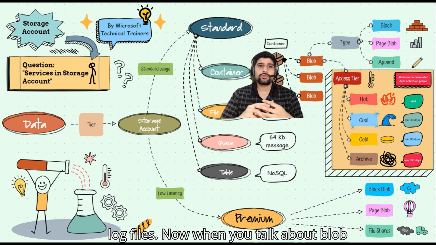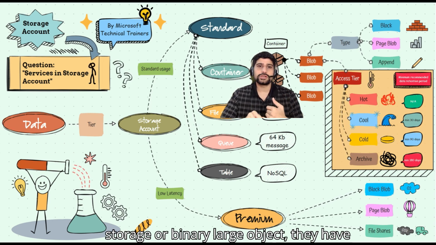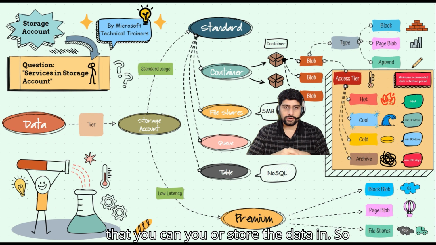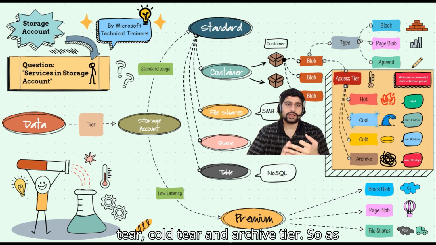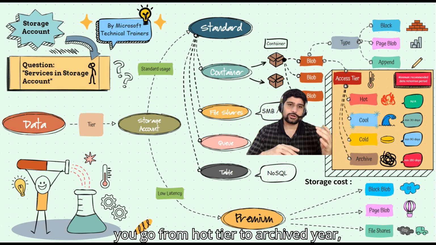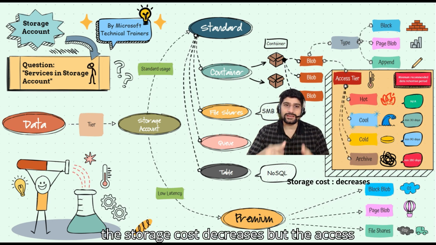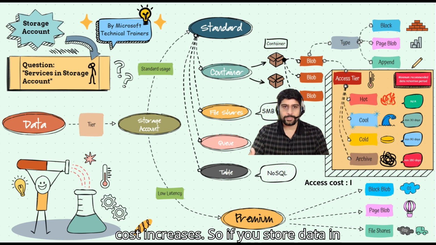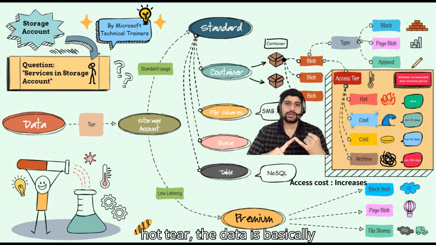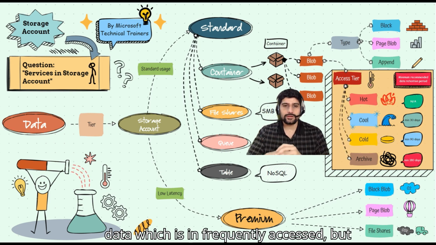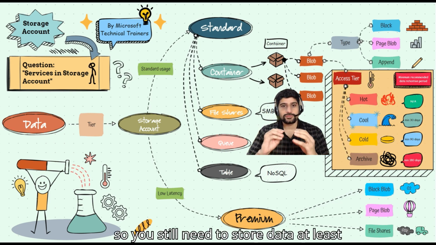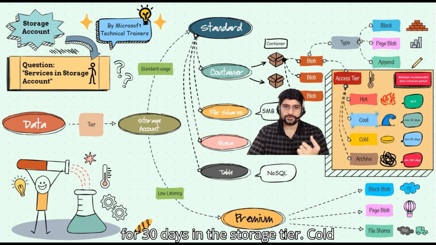Now, when you talk about blob storage or binary large object, they have different access tiers that you can store the data in. You can store data in hot tier, cool tier, cold tier, and archive tier. As you go from hot tier to archive tier, the storage cost decreases, but the access cost increases. If you store data in hot tier, the data is basically frequently accessed. Cool tier is used for data which is infrequently accessed, but you have a retention policy of 30 days. So you still need to store data at least for 30 days in the storage tier.